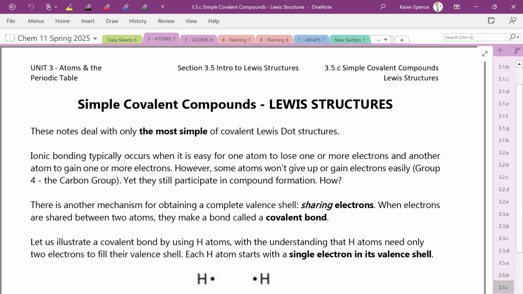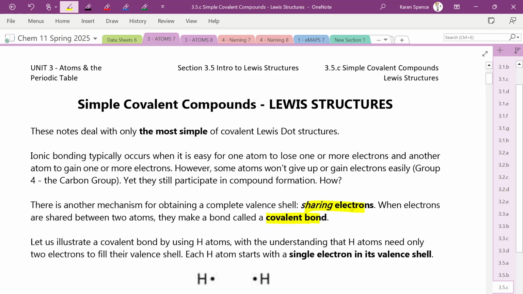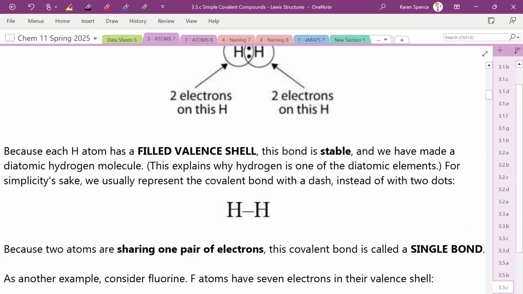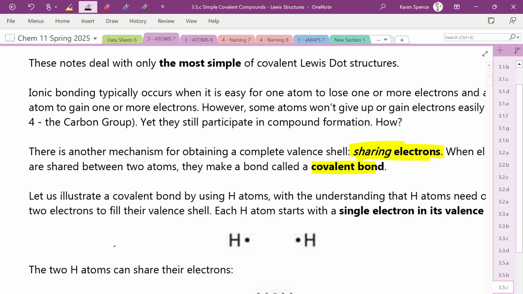Basically, you're forming a covalent bond. You are sharing electrons, because that's what a covalent bond is. And we can just do this by, and this is on page 89. For the very simplest of compounds, you can start by simply drawing the hydrogen, drawing the other hydrogen, and saying, what could they do?